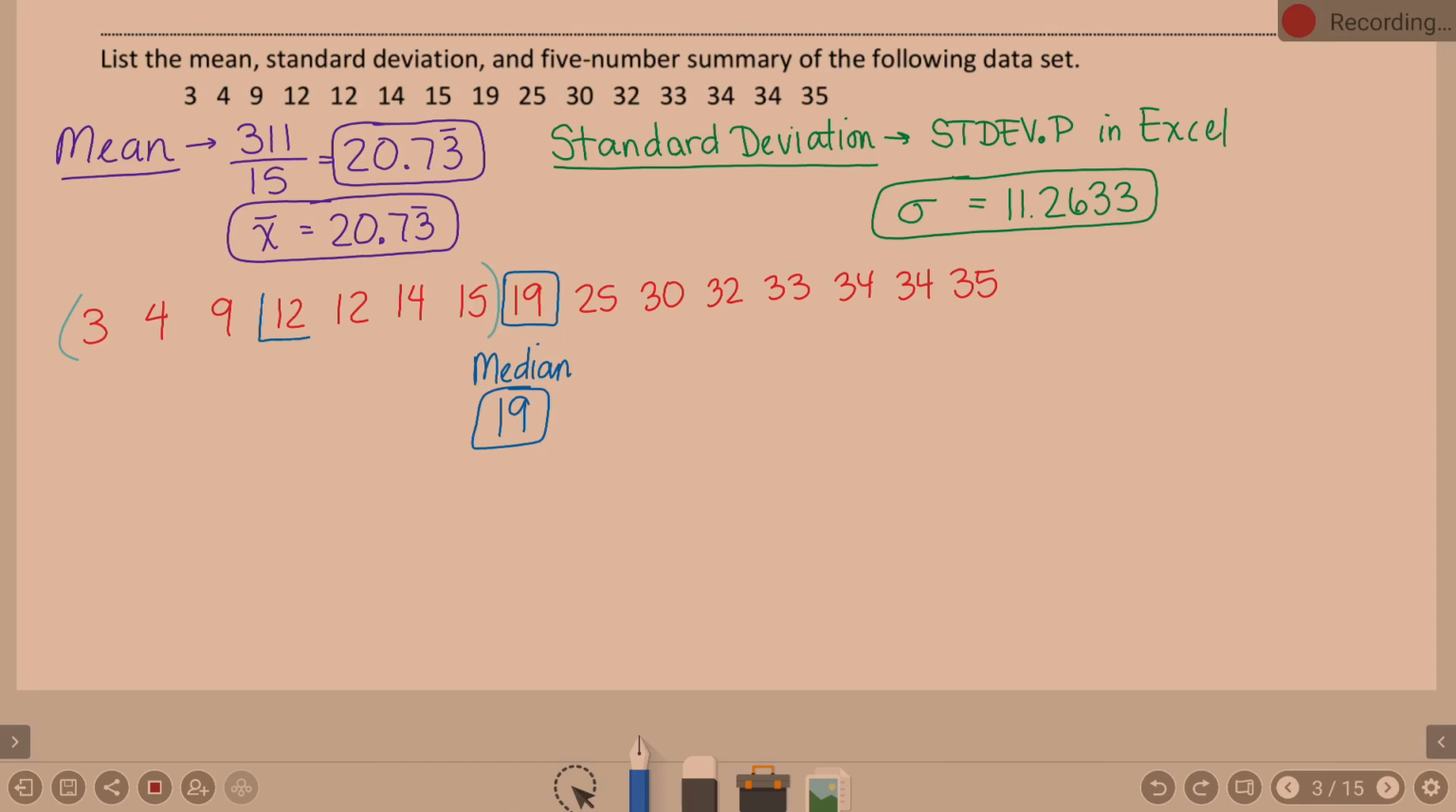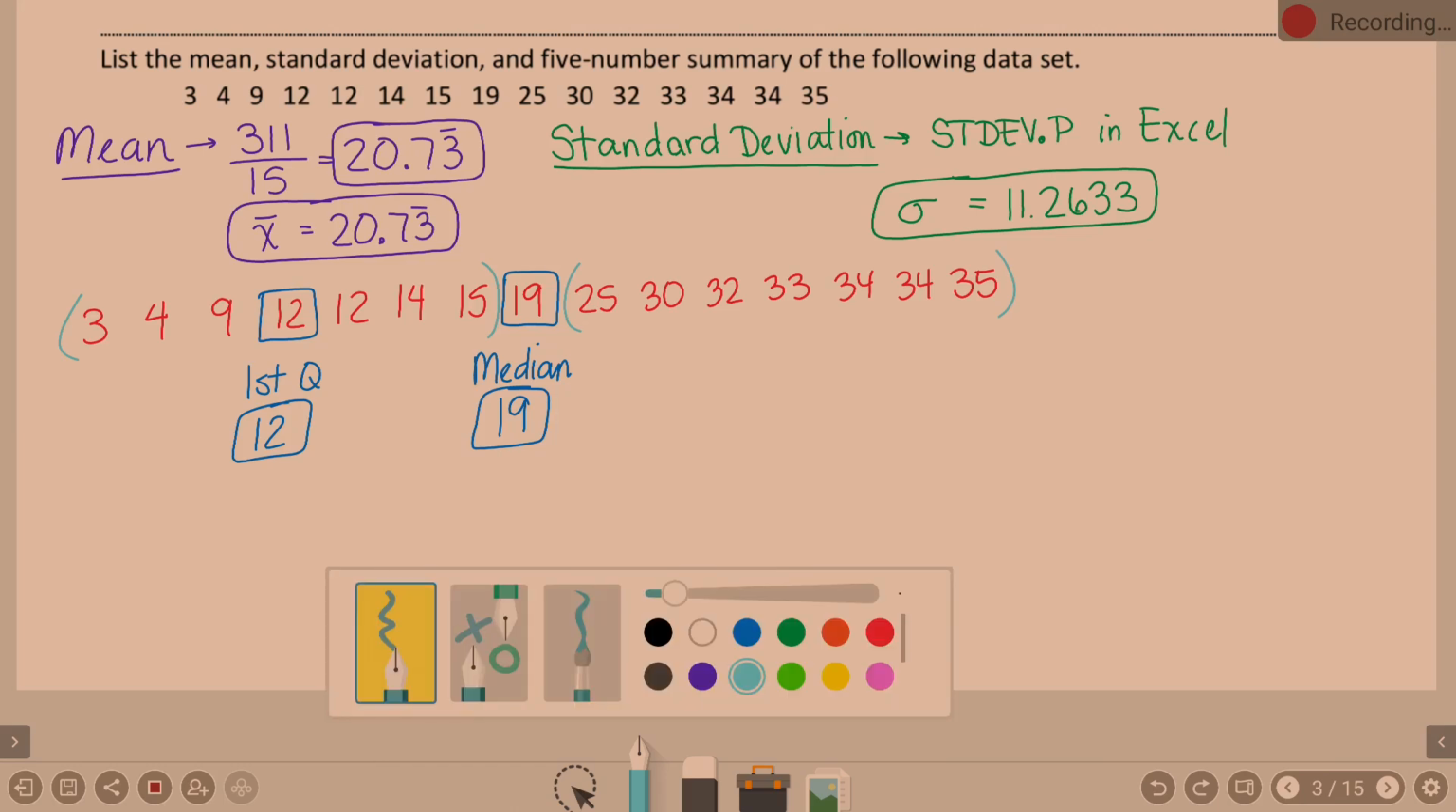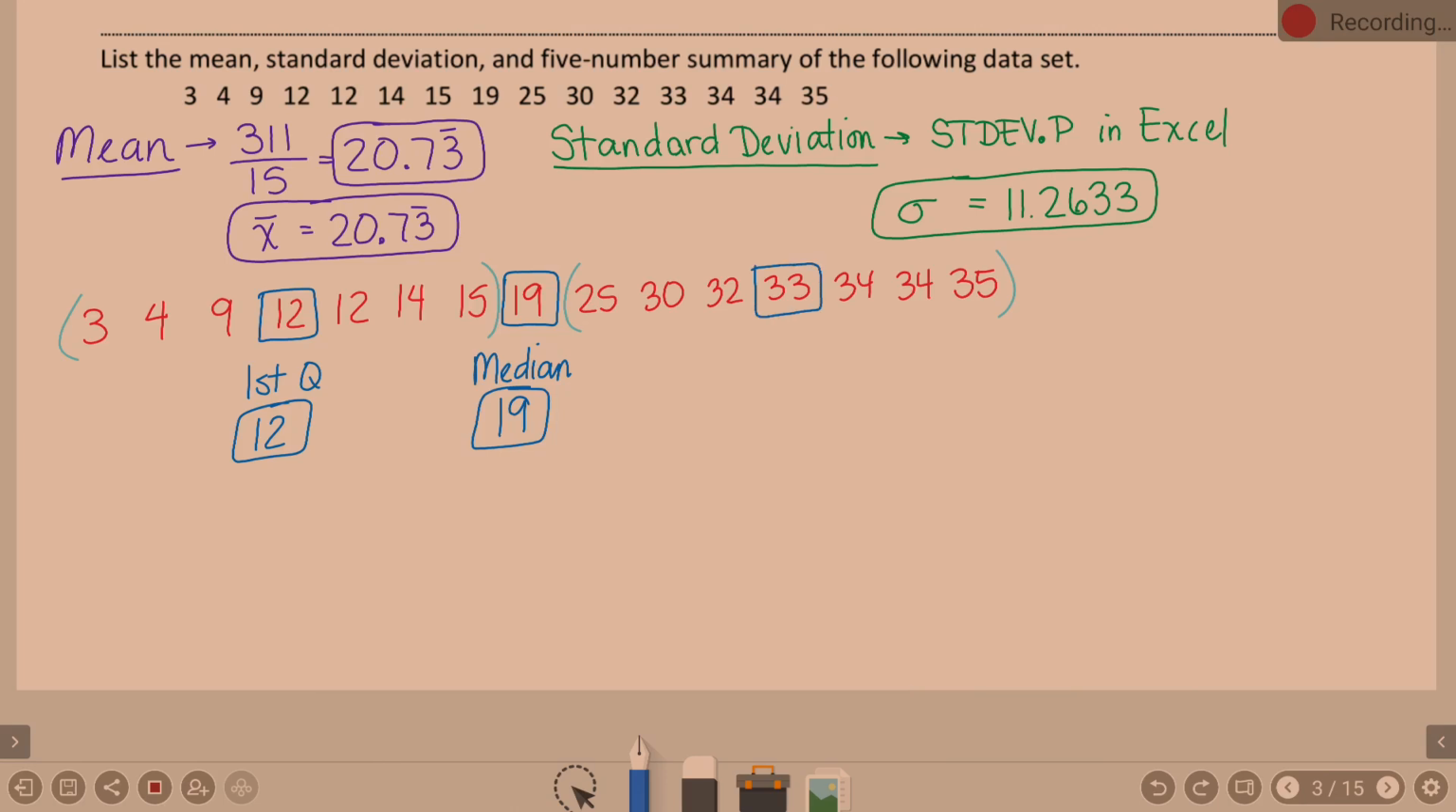Okay, 1, 2, 3, 1, 2, 3. It's the 4th number in both ways. So, first quartile is indeed 12. 30. Same thing on the right then. Use all the numbers except the median. So we're using the 25 to 35. So counting in, you end up at 33 for your third quartile.